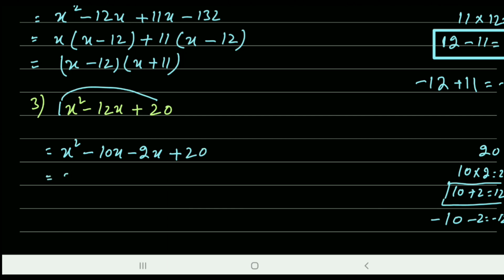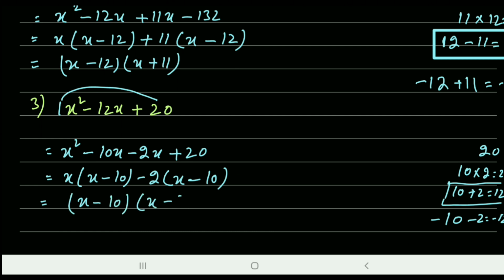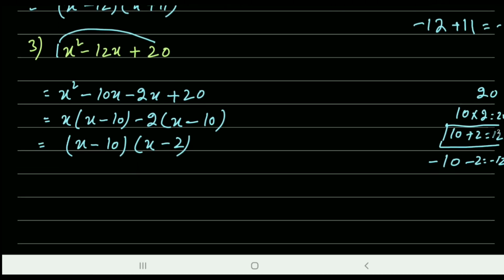After that you will take common from the first two terms, x minus 10, and from the next two, minus 2, as we took the negative sign common. As I told you the rule, if you take the negative sign common, the inside sign will change. It will become negative, and the rest is written as it is: x minus 10 in one bracket, x minus 2 in the other bracket. So that's it.